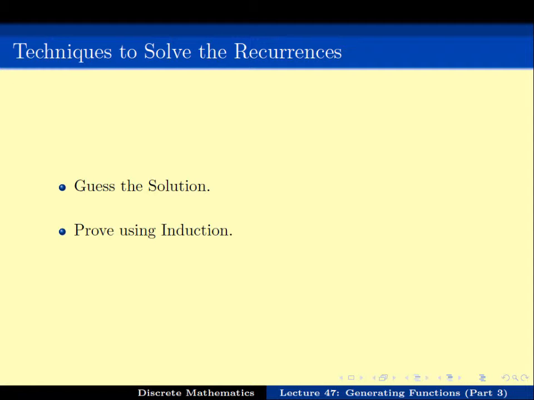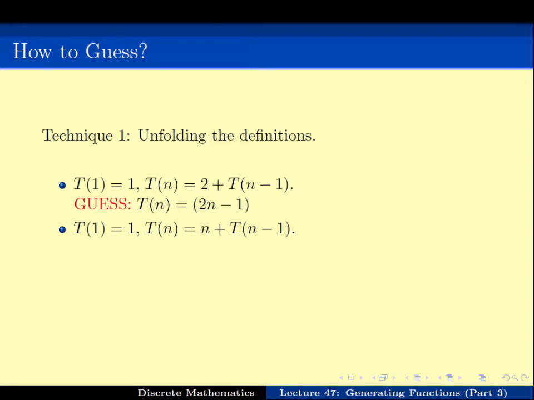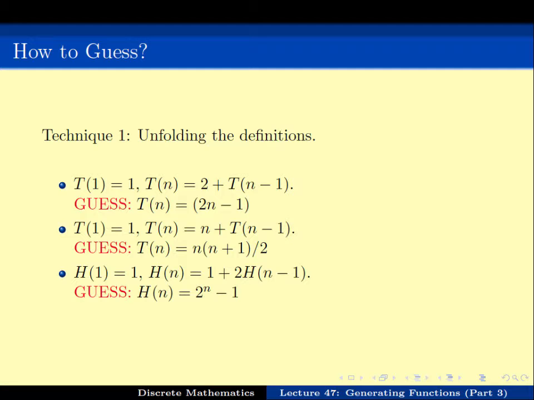Now, one of the techniques of solving it is to first guess the solution and then prove it by induction. And if you can guess it correctly, then proving it by induction is quite straightforward. But the question is, how do we guess the solution? The first technique that we have looked at is that we unfold the definitions, and using this technique we have managed to guess the solution for a number of them.